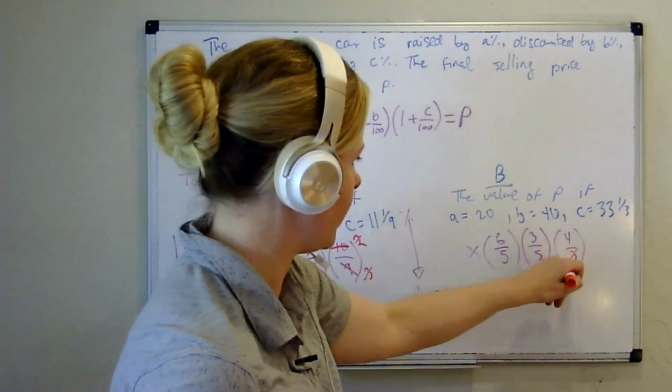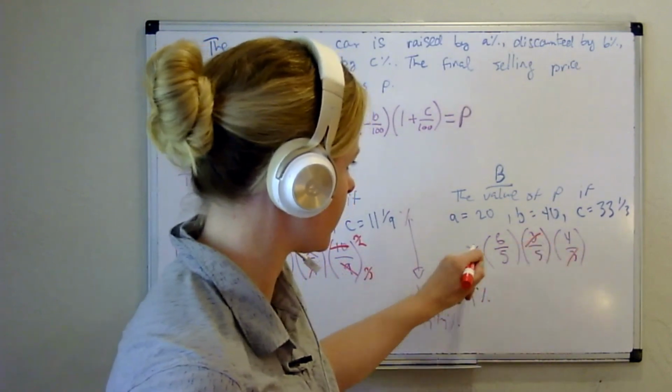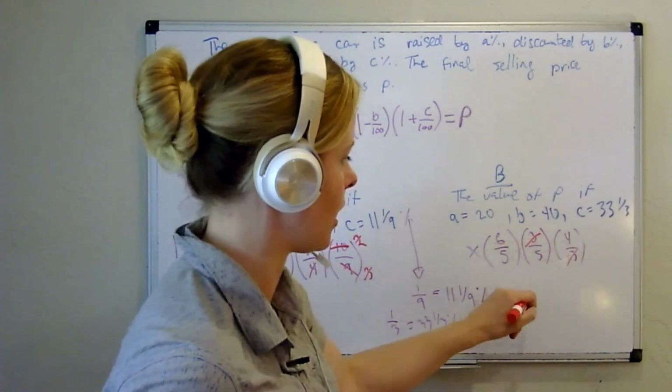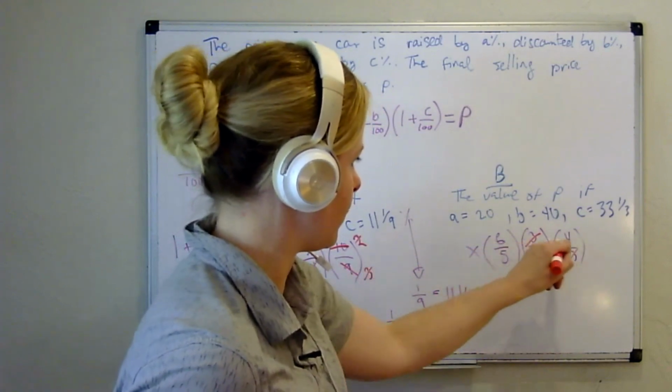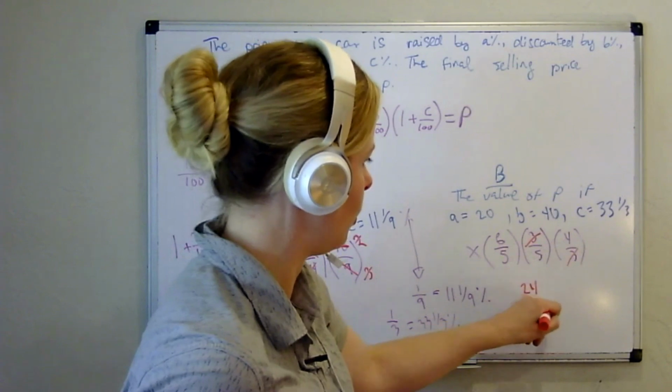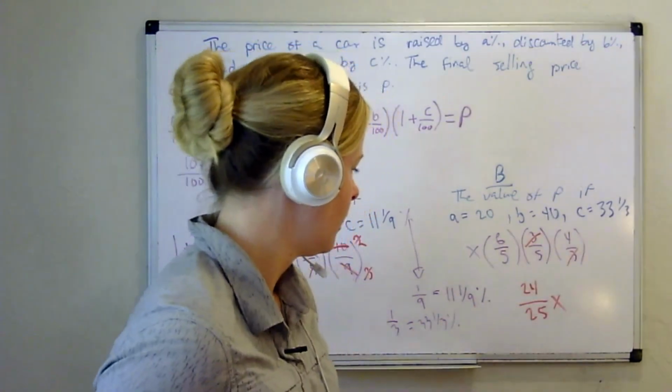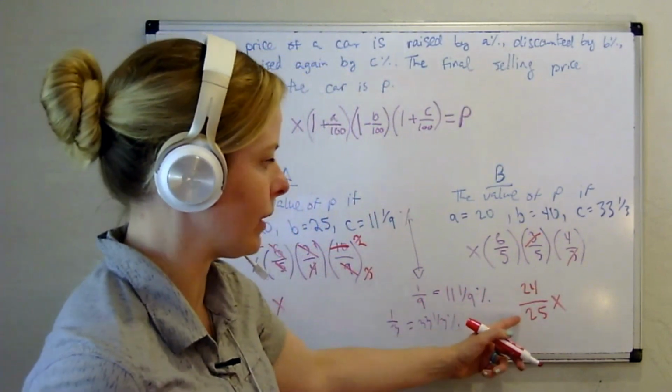We have a 3 and a 3, and then it does not look like we've got really anything else that can cancel, so I'm just going to multiply across the top and the bottom. We are left with 6 times 4, 24, over 5 times 5, 25x. So I've got x compared to 24 out of 25x.